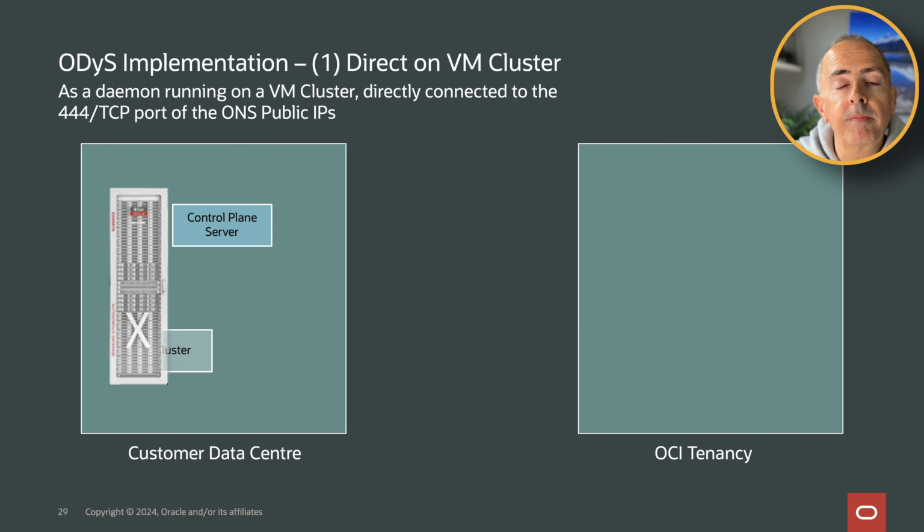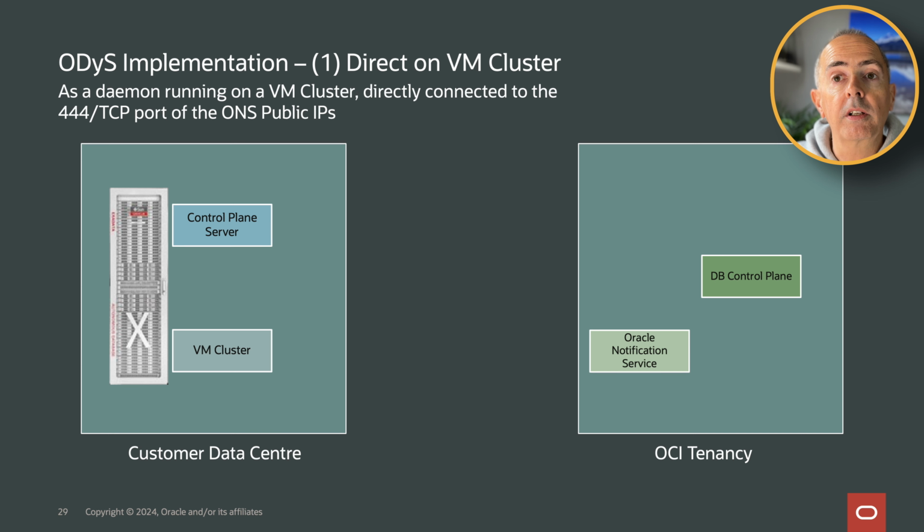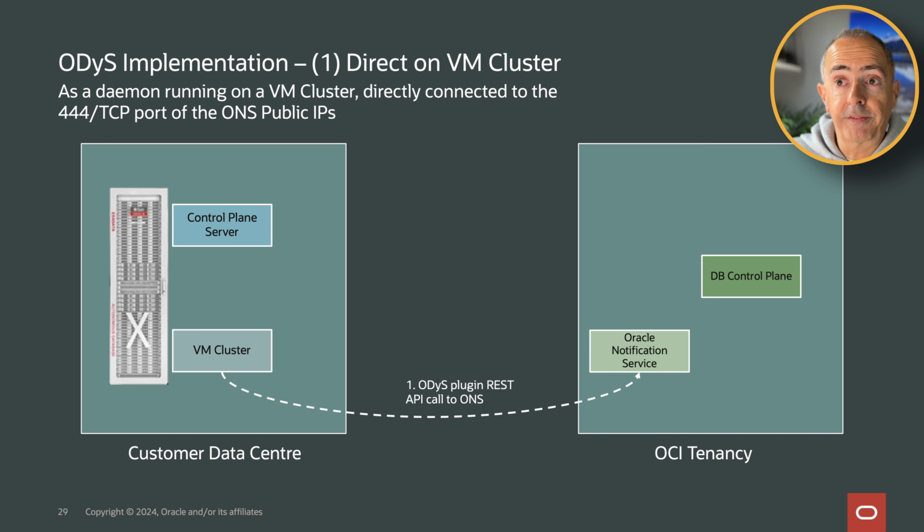So let's now talk about how we actually implement this. On the left-hand side, we have our Exadata machine inside your data center. And on the right-hand side, we have the OCI tenancy located in the Oracle Cloud. Now, in this example, we're running the daemon directly on the VM cluster node. So in the event of either a schedule or load-based activity where we need to scale, the plugin will make a REST API call to the Oracle notification service. This will update the database control plane and send the acknowledgement change to the control plane server in the data center. And that will actually perform the operation to scale the VM cluster to the correct number of OCPUs.